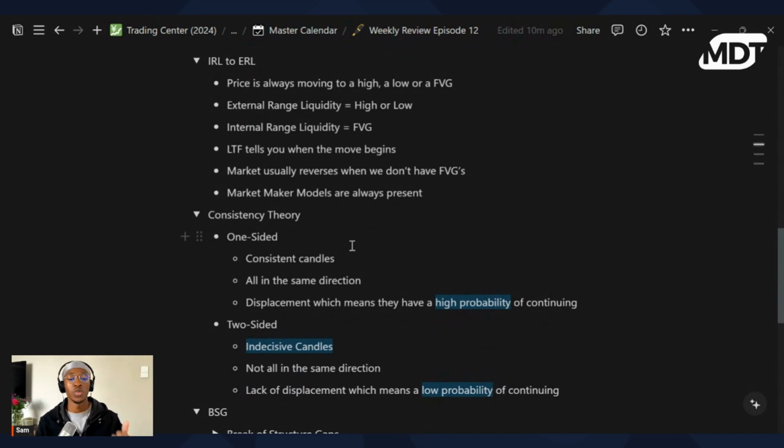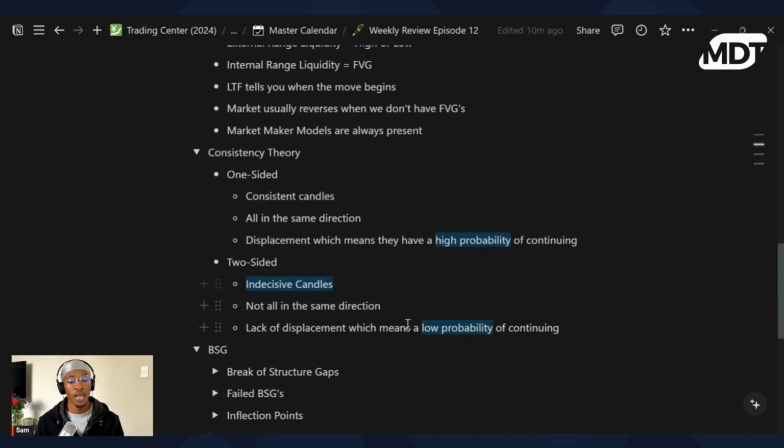Consistency theory, this is where we come to one-sided and two-sided candle fair value gaps. With one-sided, we've got consistent candles, all in the same direction, all 3 candlesticks. If it's a bullish fair value gap, all 3 candlesticks will be bullish. This shows displacement, which means they have a high probability of continuing. Inversely, two-sided fair value gaps have indecisive candles. They're not all in the same direction. For example, in a bullish fair value gap, the first candle closes bearish, and the second and third close bullish.